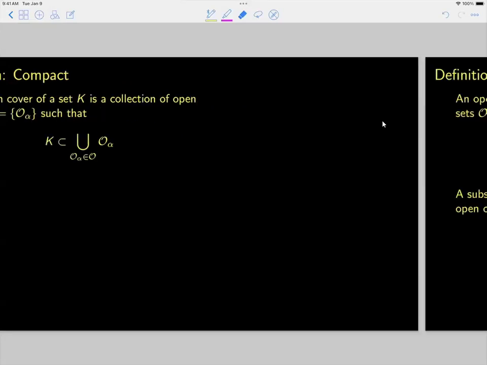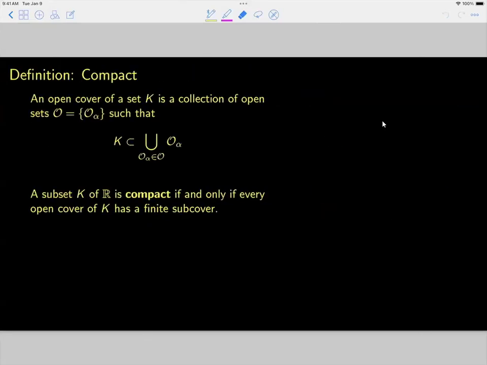But what I want to do actually is add onto this now the definition of compact. So we say that a subset K of the real numbers is compact if and only if every open cover of K has a finite subcover.